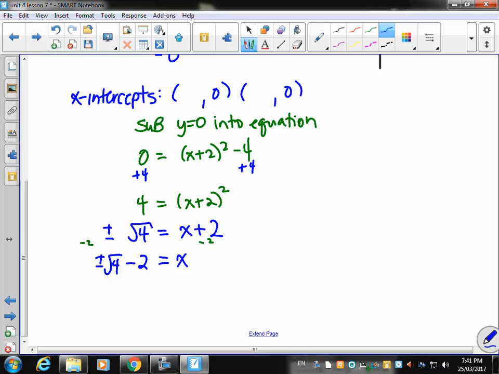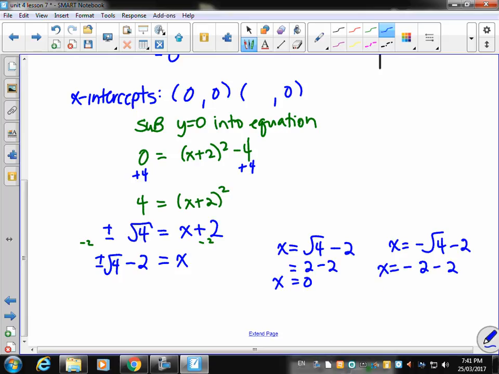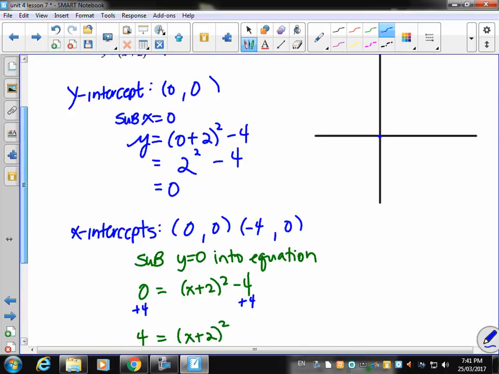I am going to have plus or minus the square root of 4, subtract 2. There are my 2 answers. X equals positive root 4, subtract 2. The square root of 4 is 2. 2 subtract 2 is 0. So x equals 0 is one of my x-intercepts. The other one is negative root 4, subtract 2. Negative square root of 4 is negative 2. Negative 2 subtract 2 is negative 4. My other x-intercept is negative 4. So I have (0, 0) and (-4, 0). My y-intercept is (0, 0).